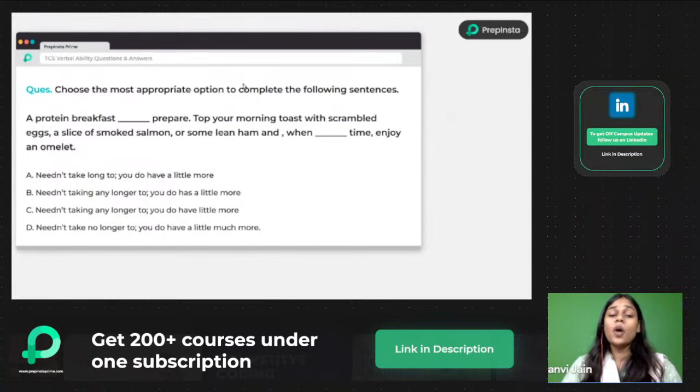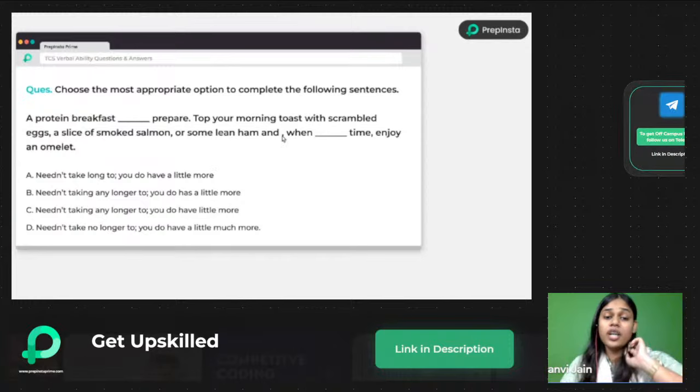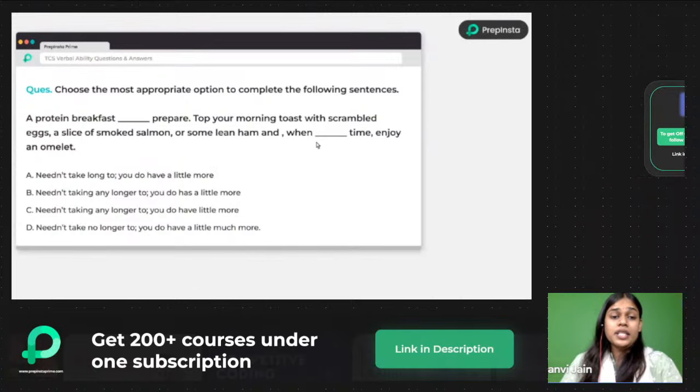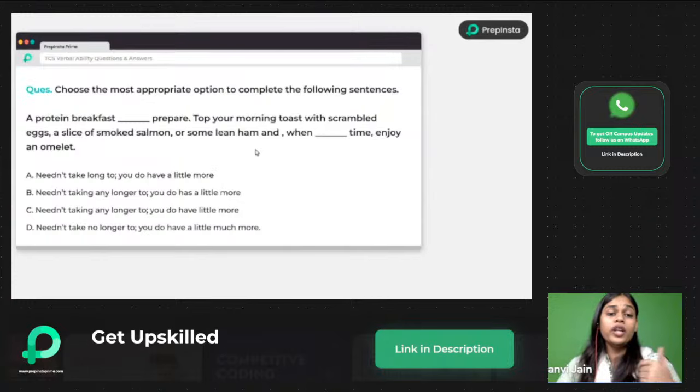Next. Top your morning toast with scrambled eggs, a slice of smoked salmon or some lean ham, and when dash time. Now, when you do have a little more time, right? So it says that when you want, or when you have some extra time to spare. So when you do have a little more time, enjoy an omelet.